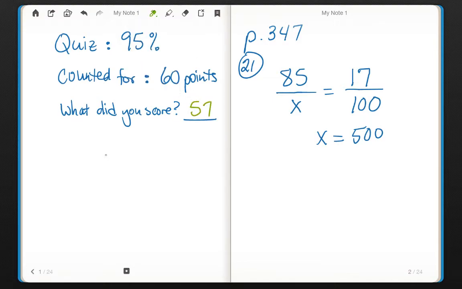So I did X and then 60 on the bottom. Okay, good. Because you knew the total points, that's your of. You didn't know how many you got right. You just knew you got a 95%. So then we do 95 times 60, divide by 100, and X would be 57 points. Very good. Timothy, thank you for that idea. That was a good one.